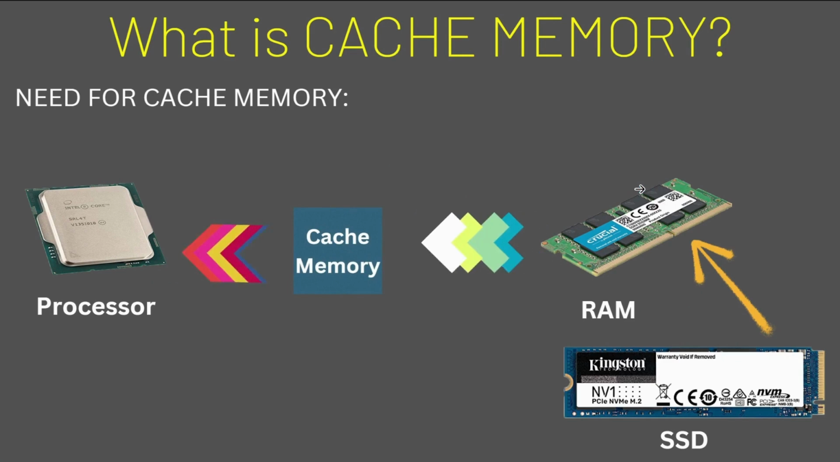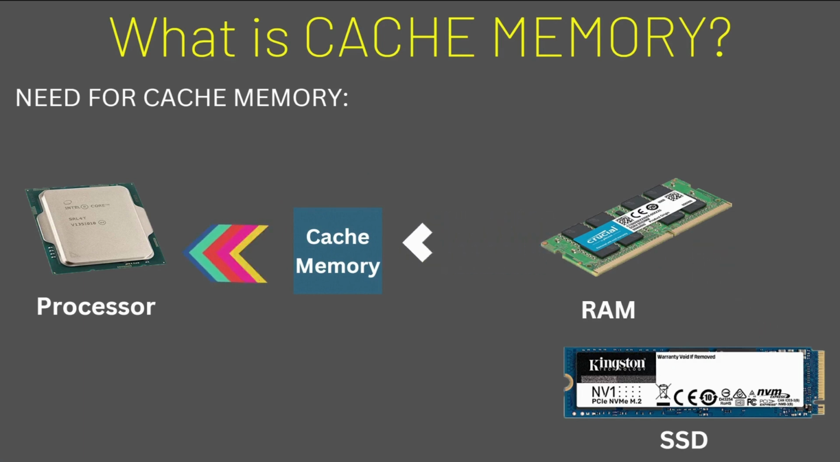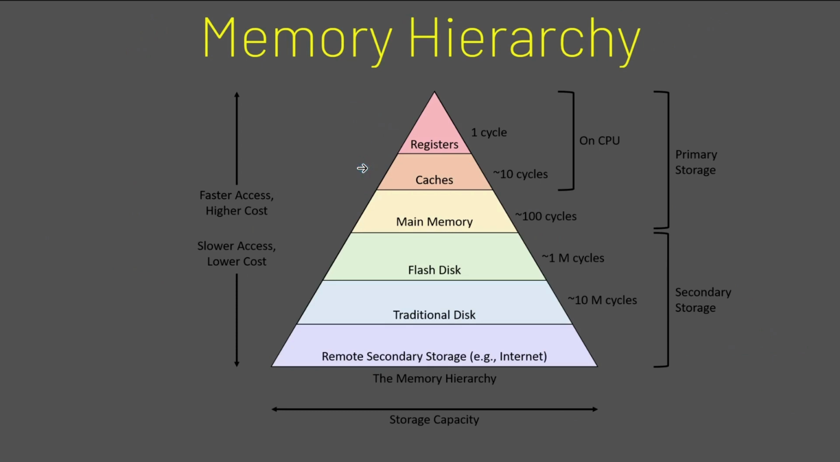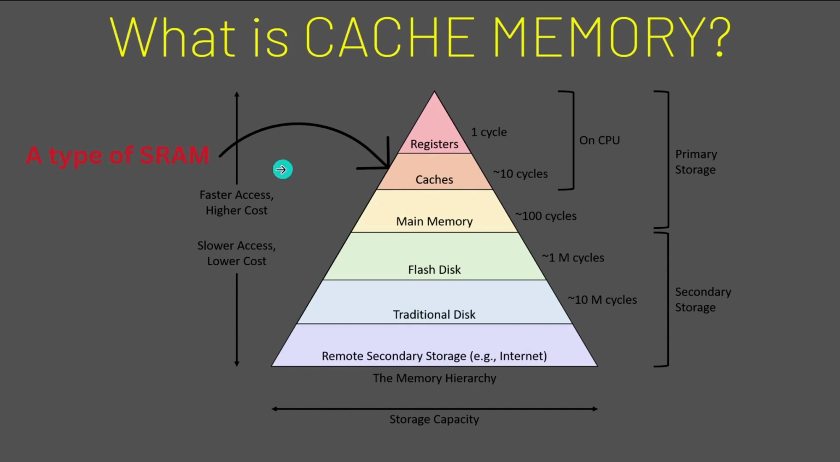So here comes the part of cache memory. As it has less storage capacity, it can transfer data at a much higher speed, and therefore it solves the problem of the access time, as it reduces the access time for the processor to access the data from the SSD. This is the basic memory hierarchy, and here is the cache memory. As you can see here, cache memory is a part of the CPU and it is inbuilt in the CPU, so you can't change the size of cache memory. And cache memory is also a type of SRAM, which is static random access memory.